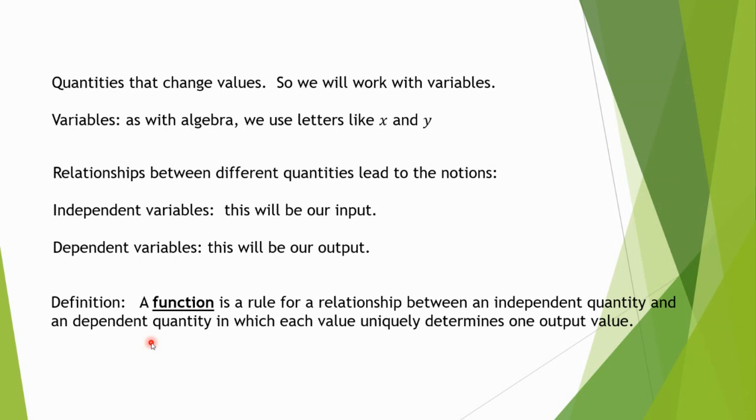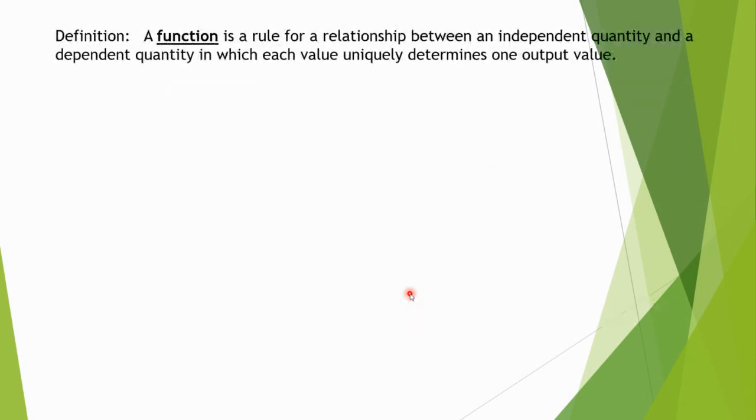But for each age value, you're only going to get one height value. And the function is the rule that tells you how to get the height from your age. In other words, how to get the output from your input. That's really the idea behind what a function is. I know it's a little confusing. It's not an easy concept, and I really hope I'm explaining it well.